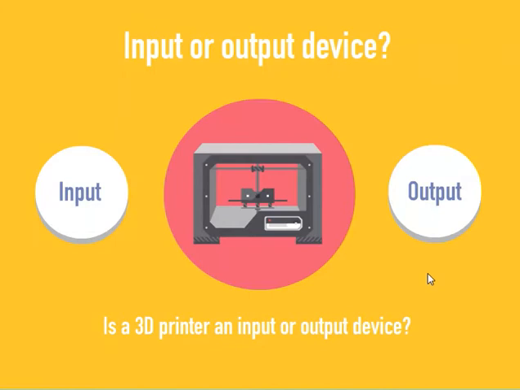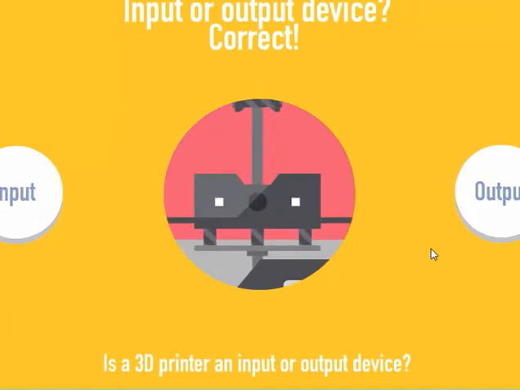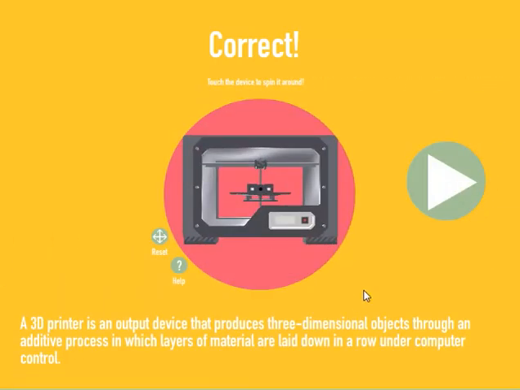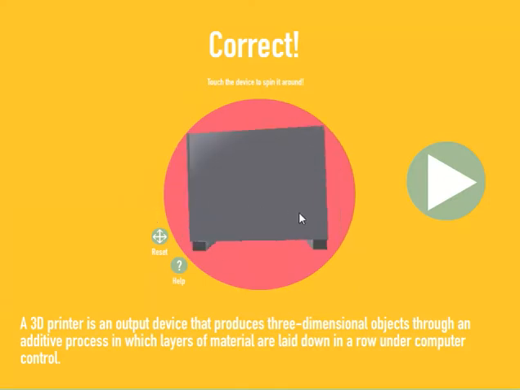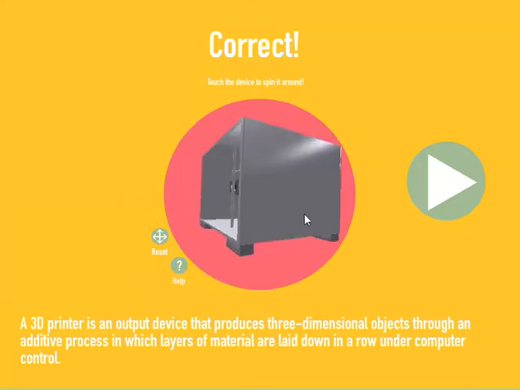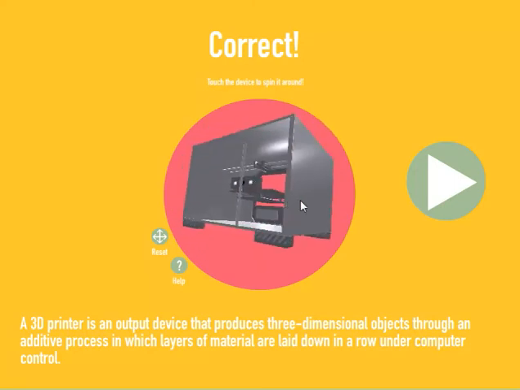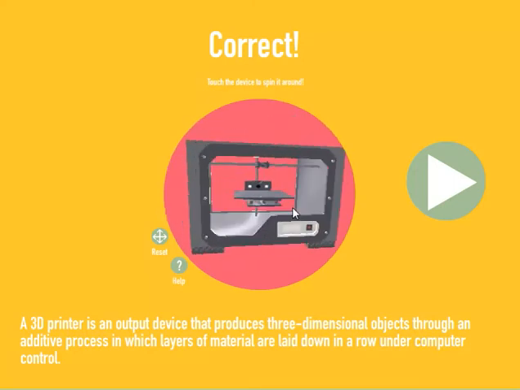Is a 3D printer an input or output device? Correct. 3D printer. A 3D printer is an output device that produces three-dimensional objects through an additive process in which layers of material are laid down in a row under computer control.